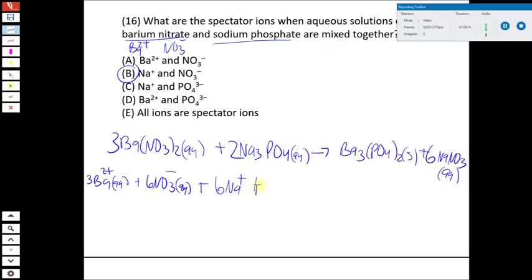2 phosphates. That 2 modifies the whole compound. So we get 2 PO4 3 minuses. Those should also both be aqueous. And then the product side, we don't separate compounds that are insoluble. So the one that's marked with a little S here is insoluble. We keep that together as barium phosphate.